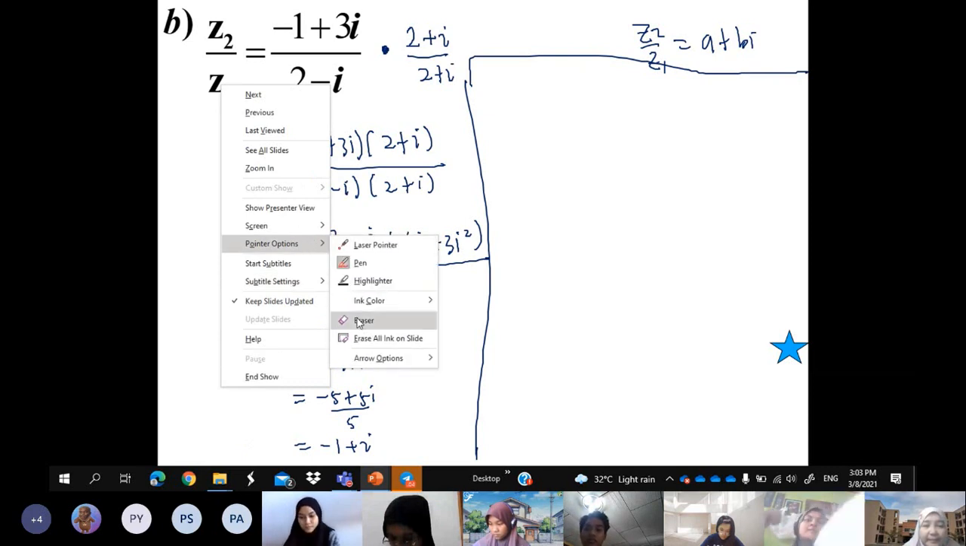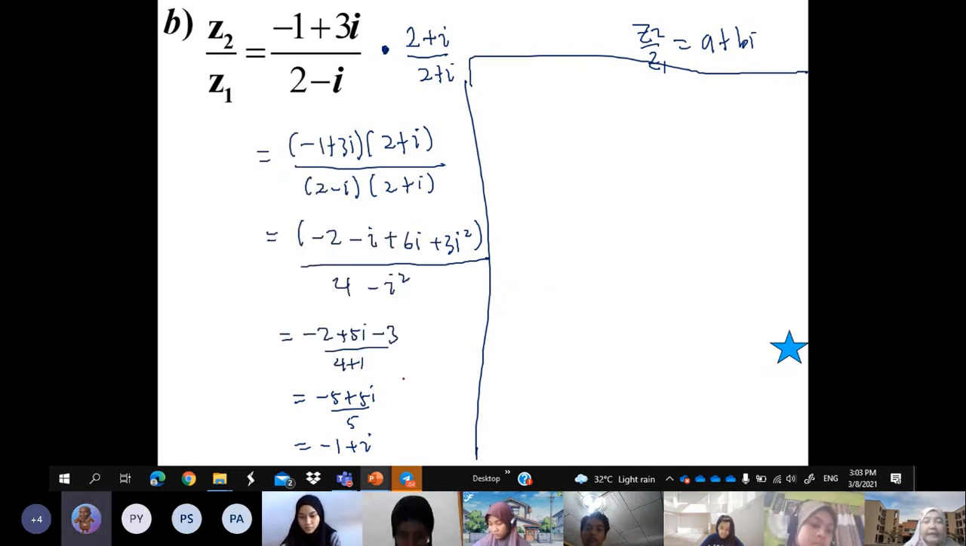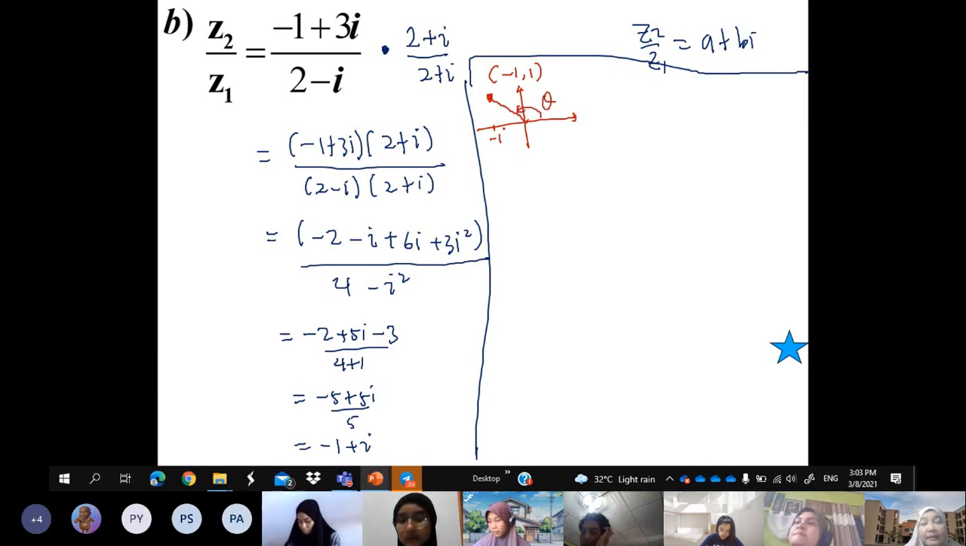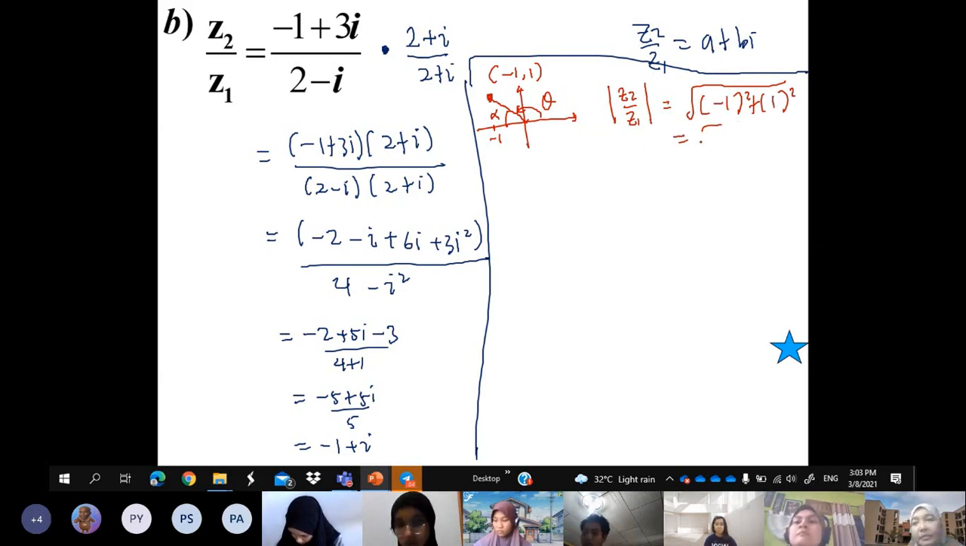Okay, settle. Did you get it? Okay, got it. So the coordinate is negative 1, 1. It is in the second quadrant. So theta is supposed to be positive. Easy, right? This is alpha. So to find the modulus of Z2 over Z1, square plus square. Negative 1, 1, so 1 plus 1, 2. Settle for modulus.